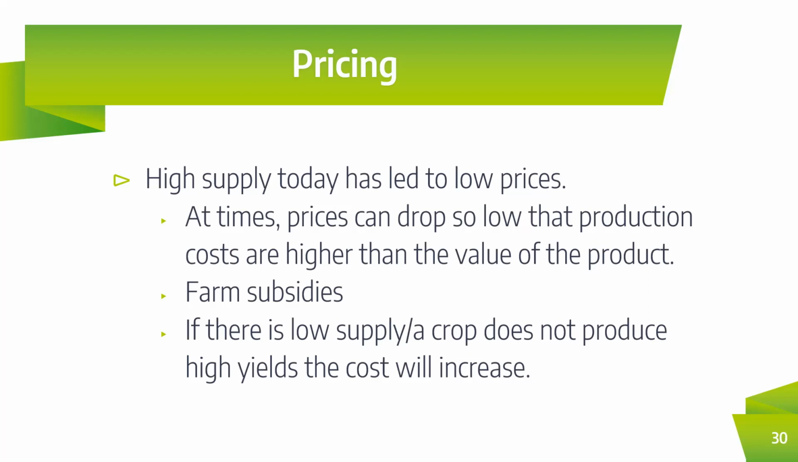But anyways, the basic law of economics here works for the opposite. If there's a low supply of a crop, for example, and that crop does not produce high yields, the cost is going to increase. So there's a low supply of crop, or it doesn't produce high yields. High cost, in other words.